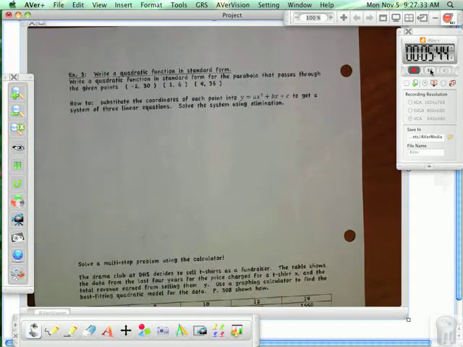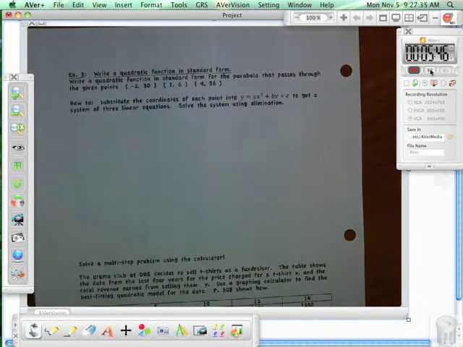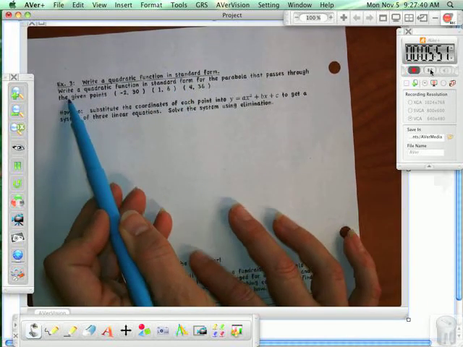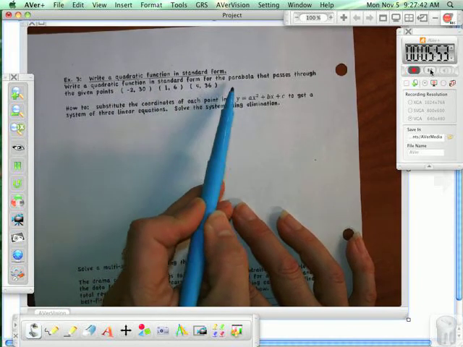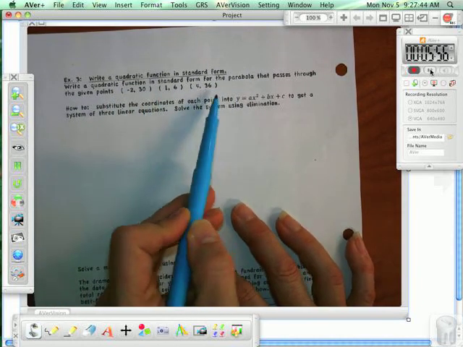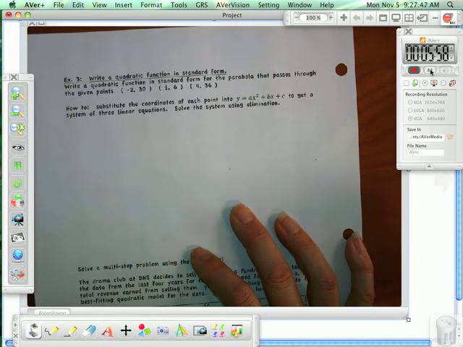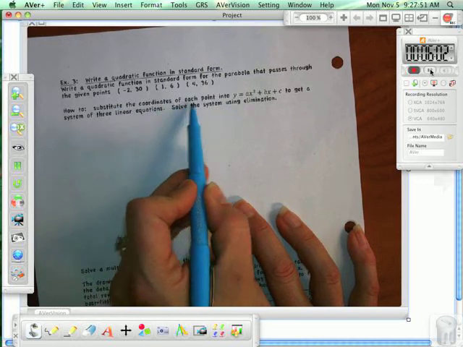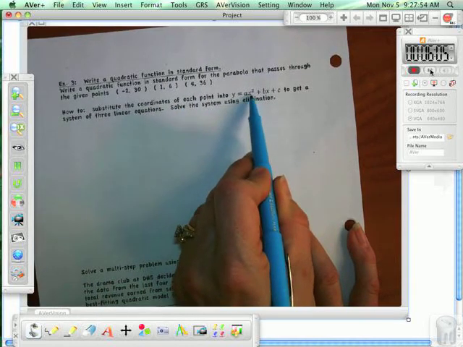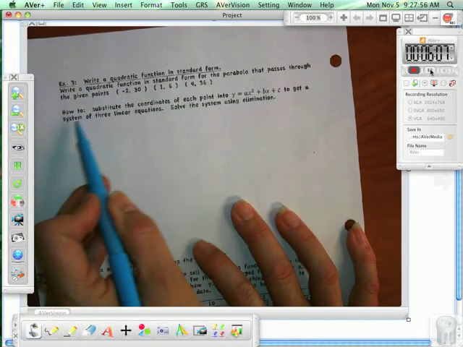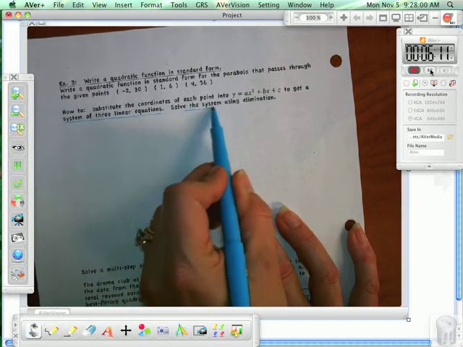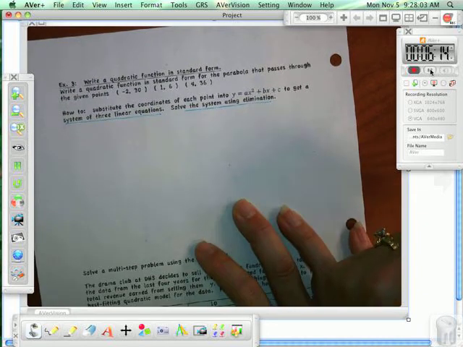All right, write a quadratic function in standard form for the parabola that passes through these given points. How to? Substitute the coordinates of each point into y equals ax squared plus bx plus c to get a system of 3 linear equations. Solve the system using elimination, remember? Because we need to find out what a, b, and c are. So we can plug in the x and the y.